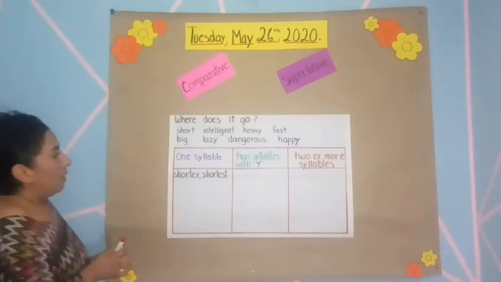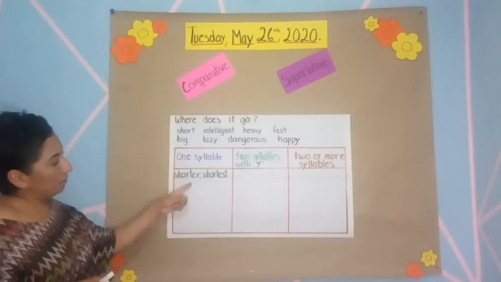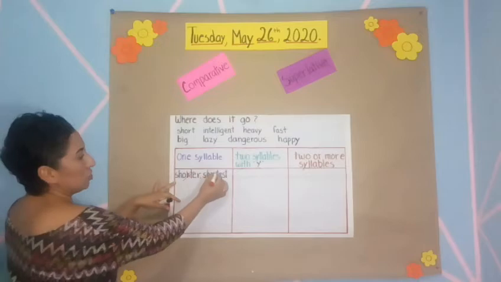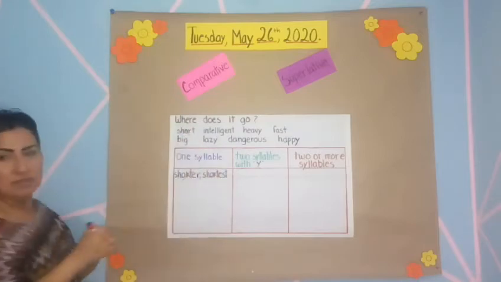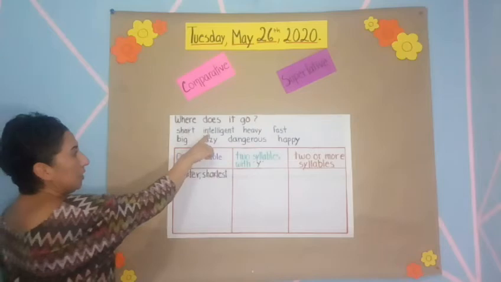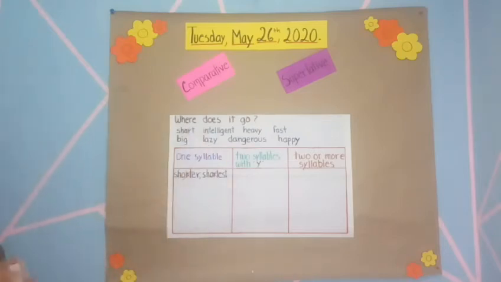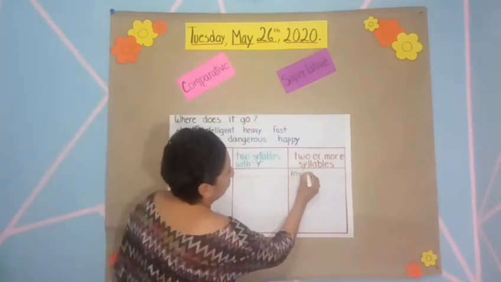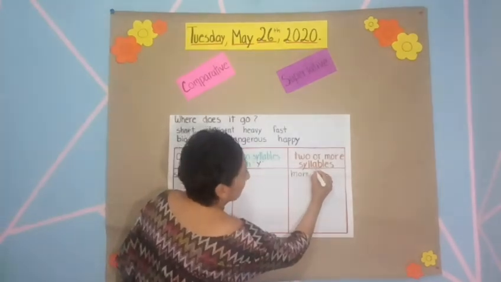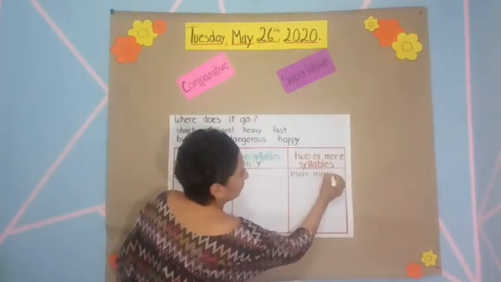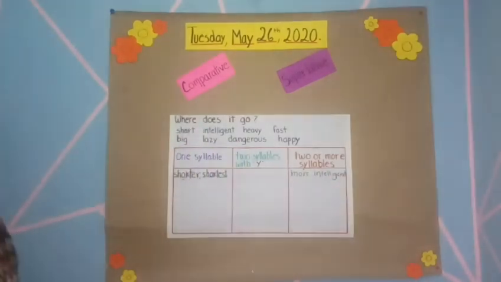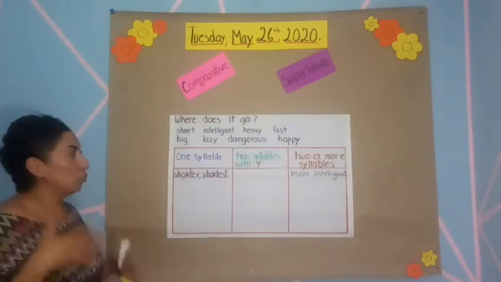For example, we have short, that is an adjective with one syllable. In this case, it changes to shorter and shortest. Yes? Now, we have intelligent. Intelligent has two or more syllables. In this case, we use more intelligent, because it has more than two syllables.